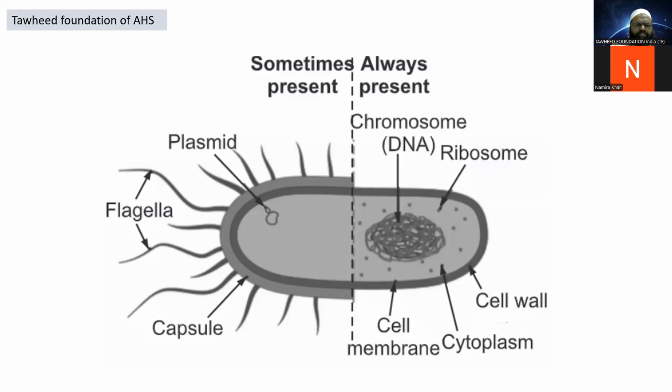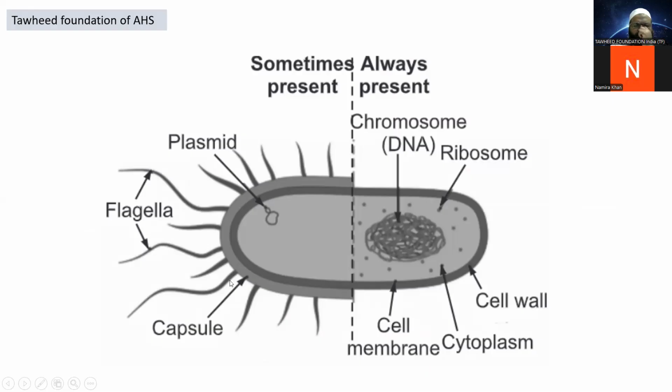This is also a bacterial cell diagram. Here, a plasmid is nothing but small circular extrachromosomal DNA molecules found in some bacteria. It carries some additional genes that can provide advantages such as antibiotic resistance.